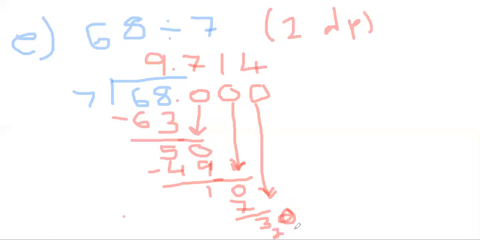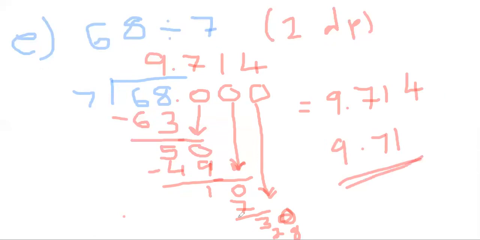So we can stop there because I said 2 decimal places. So your answer is 9.714, which to 2 decimal places is 9.71. That is your final answer. Nothing more, nothing less. Okay, so division and multiplication are easy.